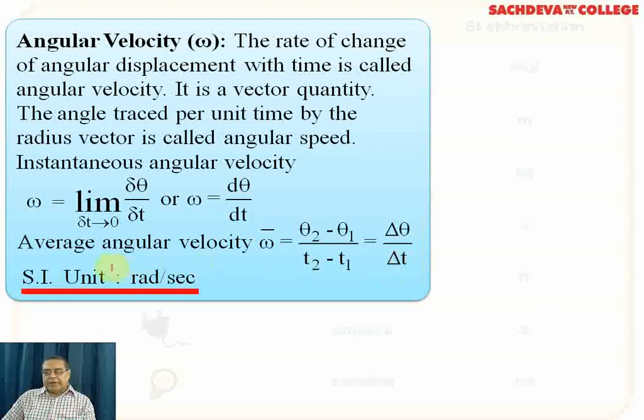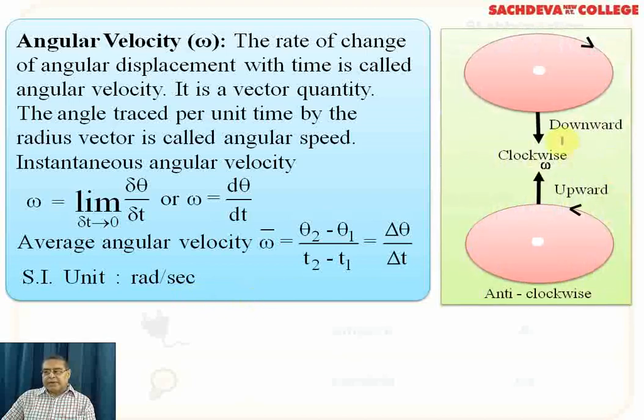The SI unit is taken as radian per second. As it is clear, in the numerator it is delta theta, so that will be in radians, and delta t will be in seconds, so the SI unit will become radian per second.